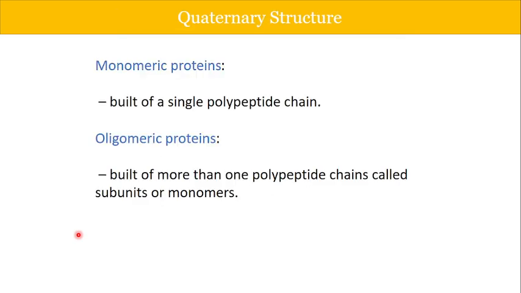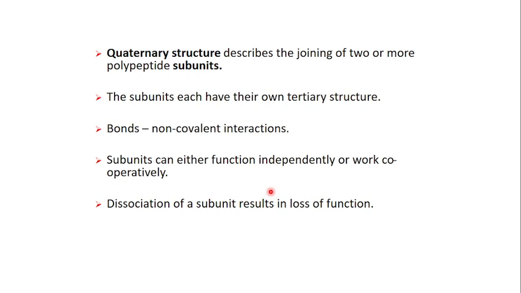Now coming to the quaternary structure. Proteins built of a single polypeptide chain are the monomeric proteins, and oligomeric proteins are built of more than one polypeptide chain, which you call the subunits or monomers. Quaternary structures describe the joining of two or more polypeptide subunits.